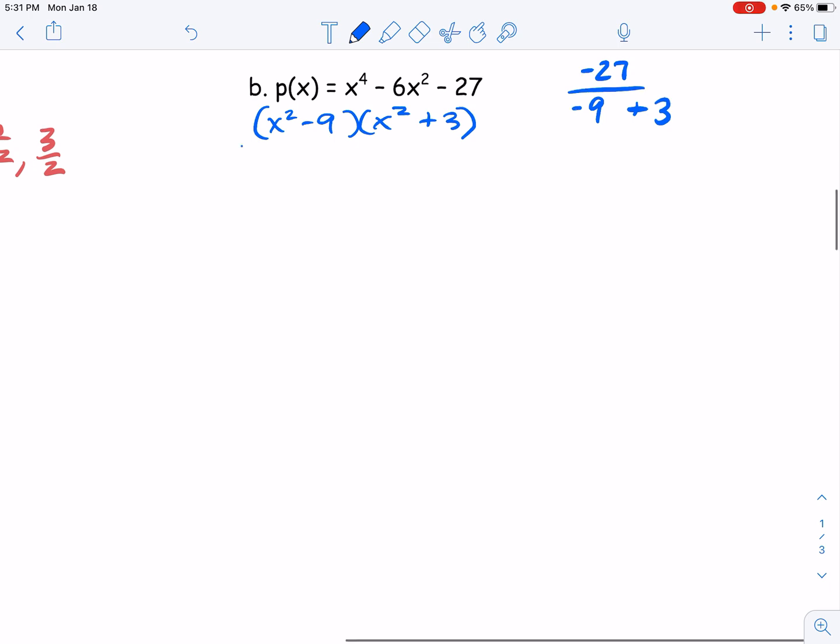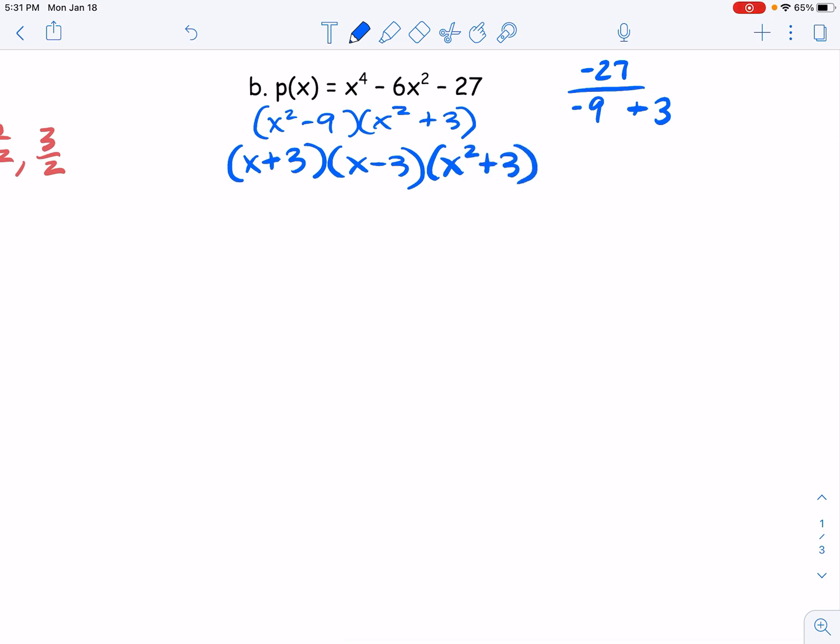So I know that is going to factor into x plus 3, x minus 3. Let me look at that second one, x squared plus 3. Not the sum or the difference of cubes, because neither one of them is a perfect cube. So that's actually not factorable. We leave it as x squared plus 3 and boom, this is factored completely.